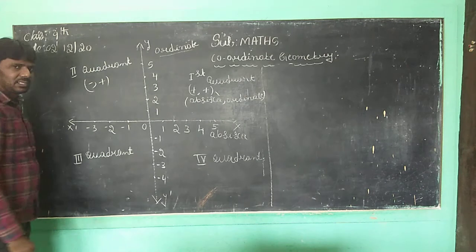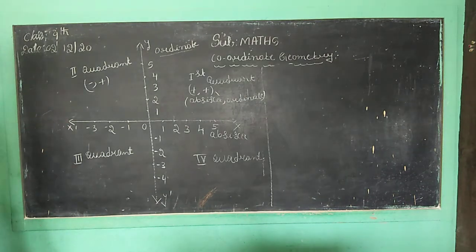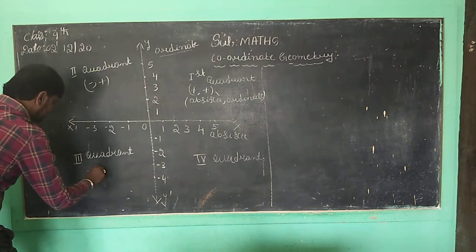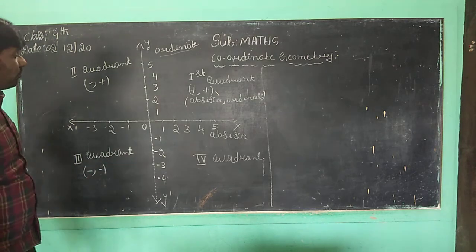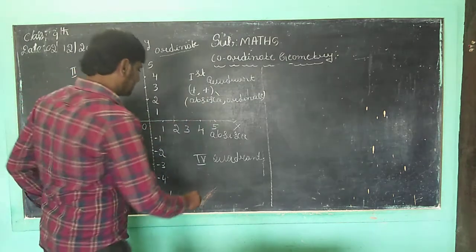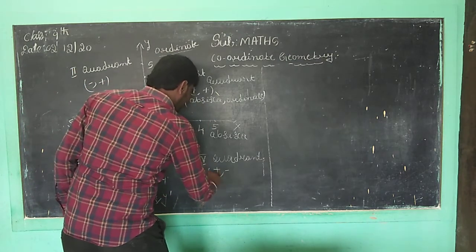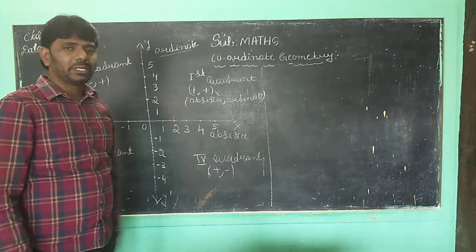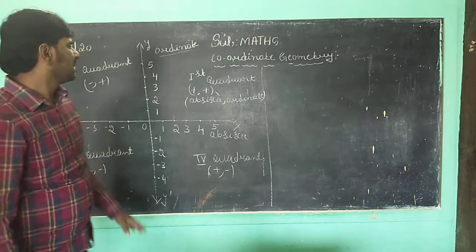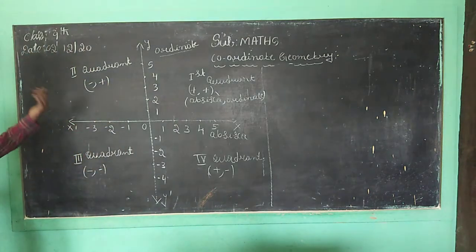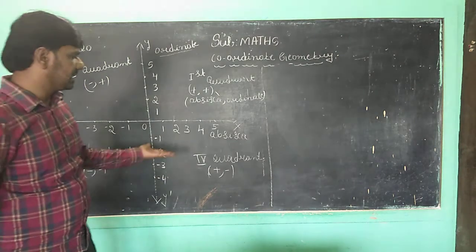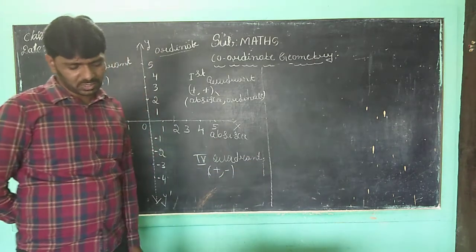Correct. In the third quadrant, the abscissa is minus and the ordinate is also minus. In the fourth quadrant, the abscissa is plus and the ordinate is minus. So the first quadrant coordinates are plus comma plus, the second quadrant minus comma plus, the third quadrant minus comma minus, and the fourth quadrant plus comma minus. Can you understand, children?